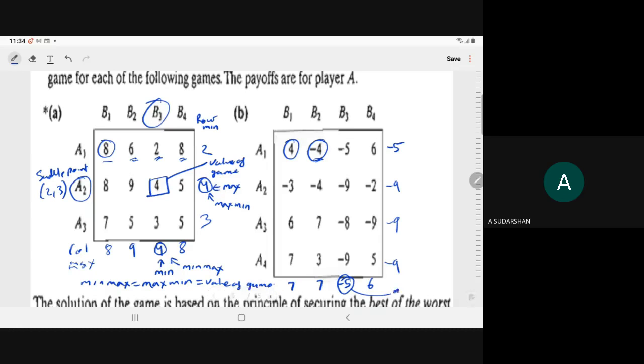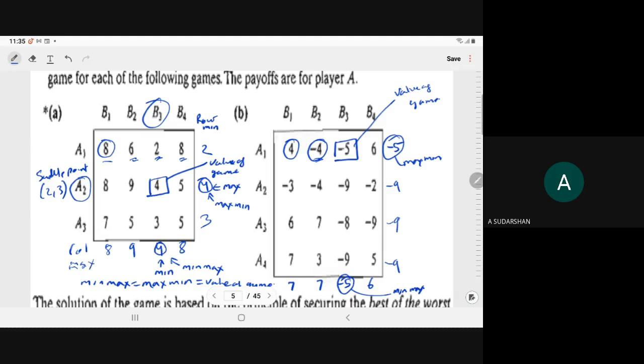So from the column max, this will be the min max, and here we have the max min. So when we have the max min and min max, their intersection will give you this -5. So it is the value of the game, right?